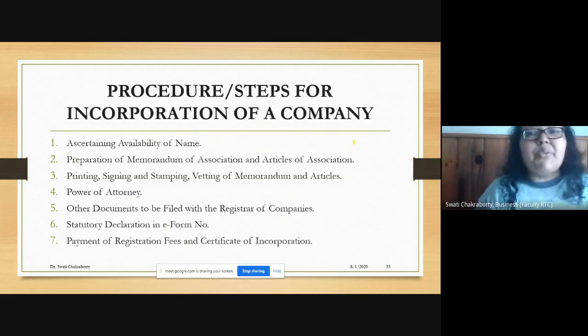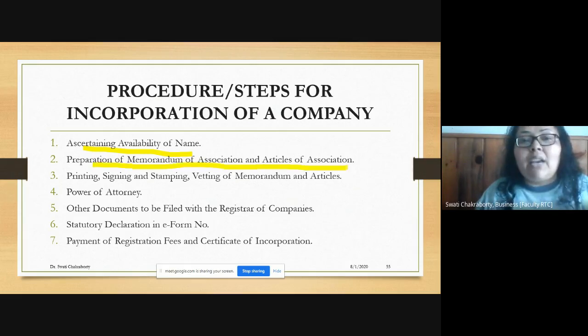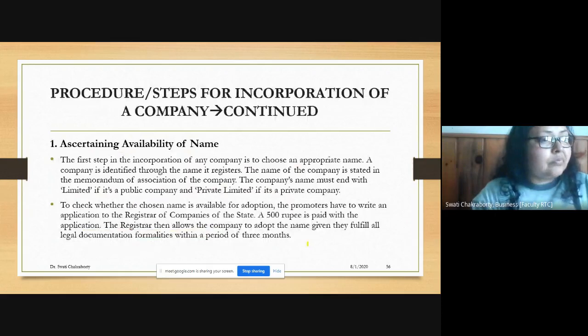Okay, so what is the procedure for incorporation? First, you have to come up with a name which is available, checking whether someone has already taken that name or not. Then preparing the MOA and the AOA, printing, signing, stamping, vetting of the memorandum and articles, power of attorney, other documents to be filed by the registrar of companies, statutory declaration in the e-form, payment of registration fees, and the certificate of incorporation. So let's go into those details, right?